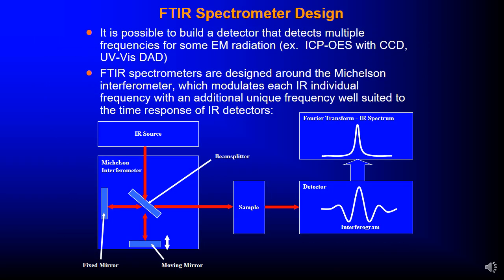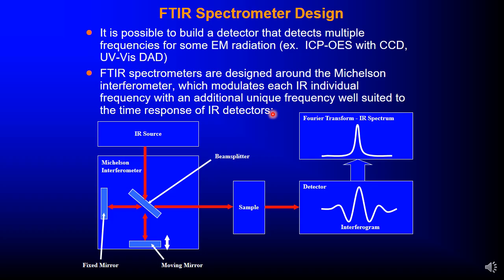Then the design, as you can see, it is possible to build a detector that detects multiple frequencies of electromagnetic radiation. For example, in ICP-OES, which has the CCD detectors. In UV-Vis, we have the diode array detectors. This is the charge coupled detector. Fourier transform IR spectrometers are designed around the Michelson interferometer, which modulates each individual IR frequency with an additional unique frequency, well suited to the time response of IR detectors. The major problem with IR detectors is that they are not fast enough. So these frequencies have to be modulated so that they can all be detected.